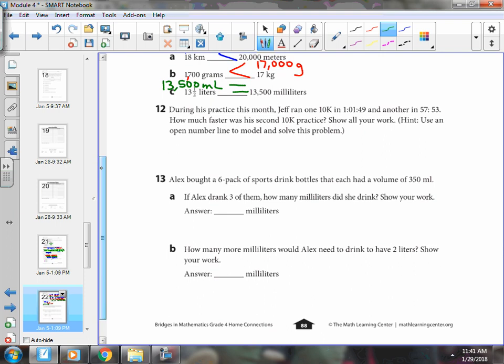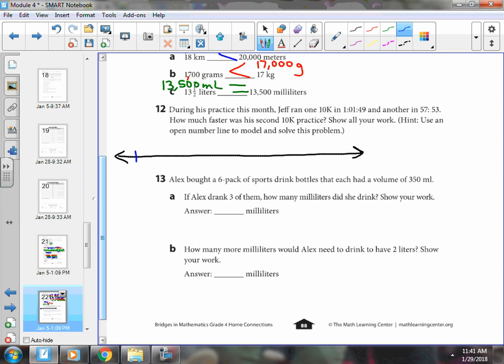Number 12, during his practice this month, Jeff ran one 10K in 1 hour, 1 minute, and 49 seconds, and another in 57 minutes, 53 seconds. How much faster was his second one? Show all your work. So you can use a number line. I will also show how you can do a subtraction problem. You do not have to do both. You can do whatever one is your favorite, and that might change depending on the situation.